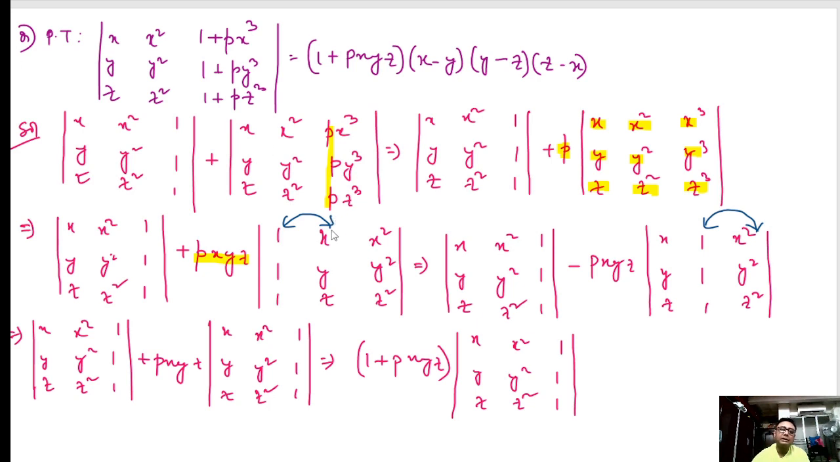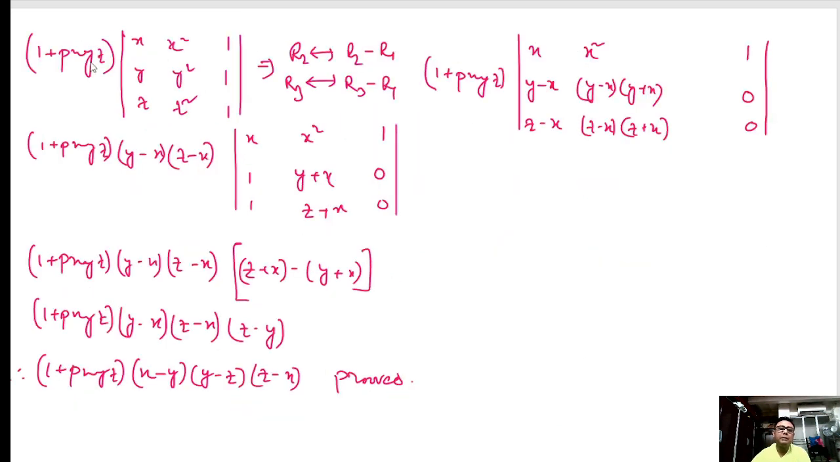Now we will do one thing, is that we will interchange the row and column. So there should be a sign change. So here it is. And then we will again interchange these two columns. So again there will be a sign change, so it becomes plus. So that this, now see, these two determinants are same, so we take it common. So in the bracket we get 1 plus PXYZ. Correct?